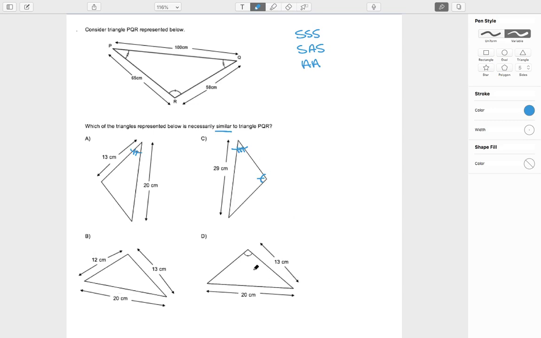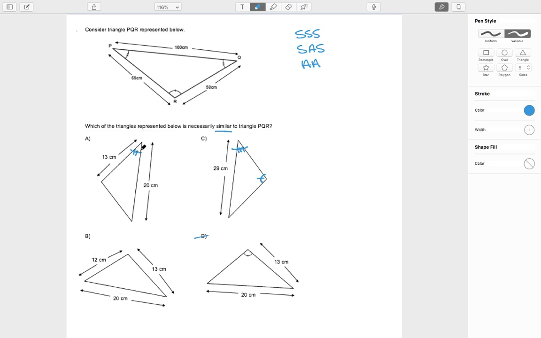This one is a side and a side and angle. I don't really have enough information. I'm going to rule it out. Now, for this one, I would have to go along and label the sides to match them so that they correspond. And actually, I would have to do the same thing over here. I'm going to start with A because there's a little less work to do.